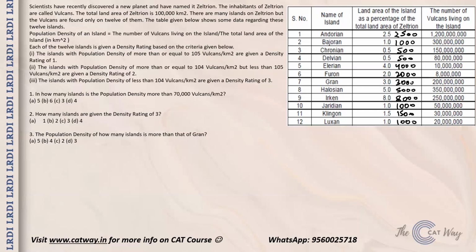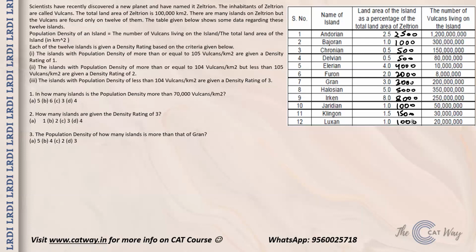Now what you know is the number of Vulcans who are living on an island and you know the total land area of the island. So it's very easy now to calculate the population density. Then let's move to the questions.